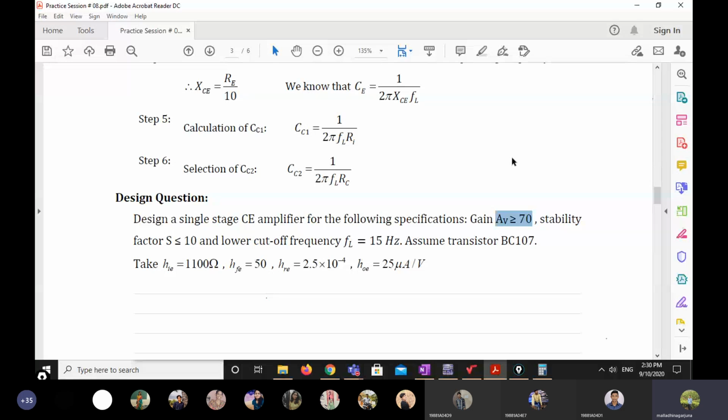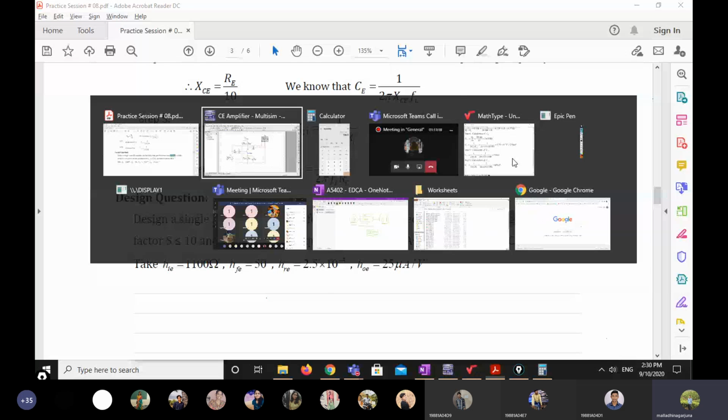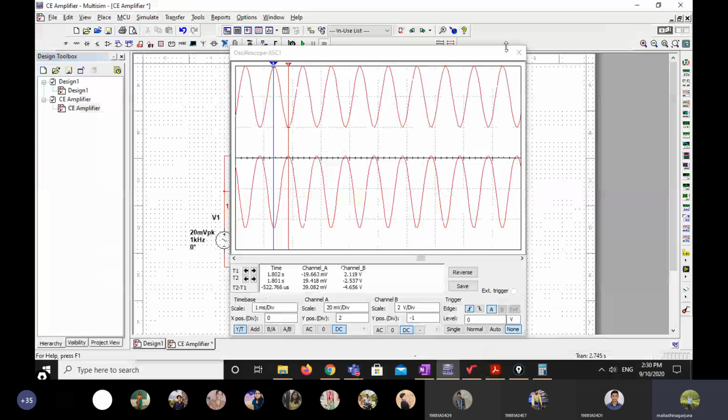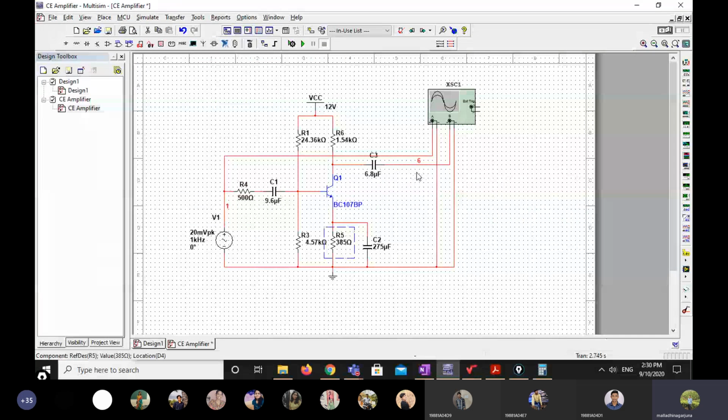I took only 17 in my design, but I got 116. So approximately 46 greater. 46 is greater than this 70, so 70 plus 46 is 116. The reason is that here I am not taking the load resistor. If I am not taking the load resistance, that is infinite resistance. No resistor means it is offering infinite resistance.